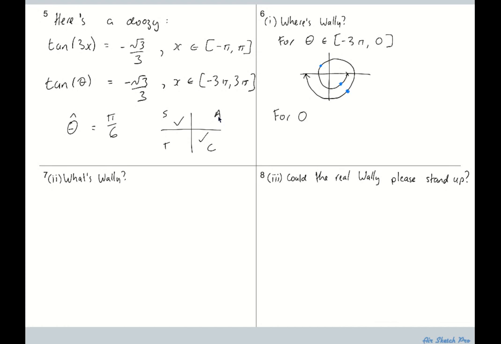Sorry, not quadrant, the other way. So for theta being between 0 and 3 pi, that is our positive angle. If I now draw my CAST diagram here and start spiraling, this time I'm going to go counterclockwise, which is what a positive angle is. So I start here and I go 0, then around to 2 pi, and then around to 3 pi, and I finish there. So it's in that direction.